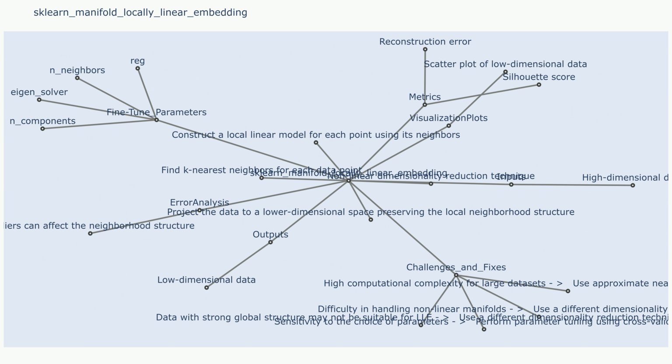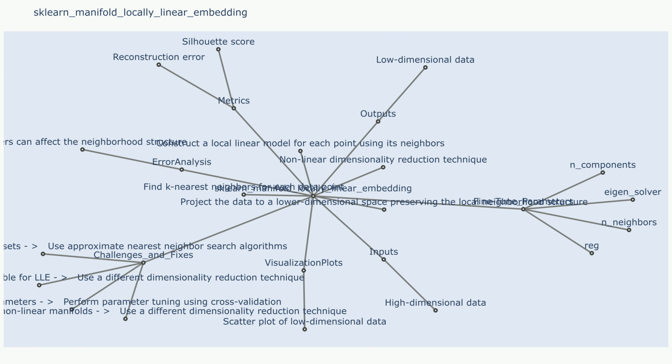Uncertainty methods: Confidence intervals for the embedding estimate the uncertainty in the embedding coordinates by considering the variability in the reconstruction weights. Out-of-sample extension uses a similar algorithm to embed new data points into the existing lower dimensional space.